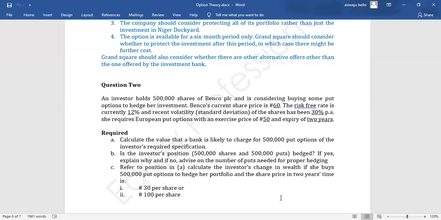For us to determine the number of put options needed, you must introduce the delta. Delta is used as a hedging tool. This investor has not introduced delta. She has just assumed that because I have 500,000 shares, let me purchase 500,000 put options.